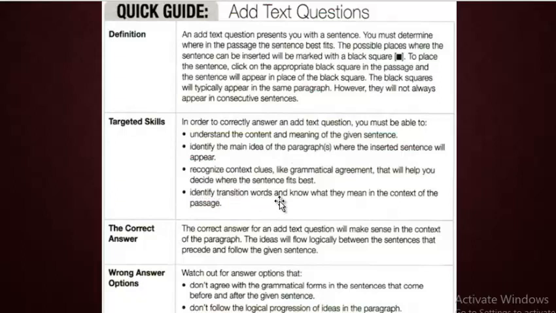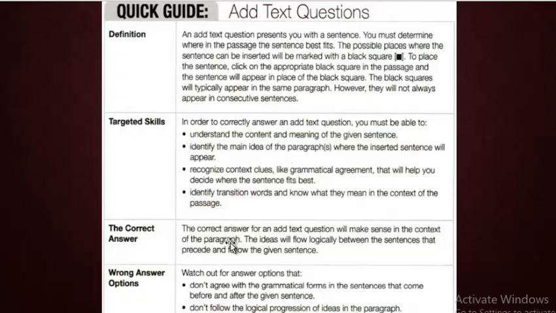Identify transition words, as I told you, and know what they mean in the context of the passage. The transitions that are used: which kind of transition is this? How could you establish connection between the sentences through using these transitions, and what are the functions and types of the transitions?